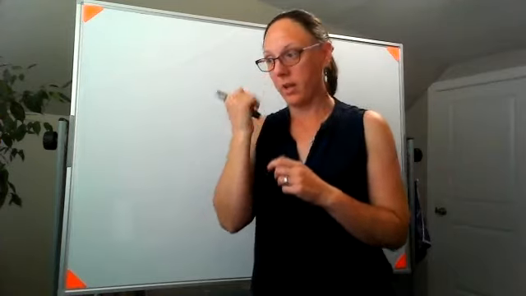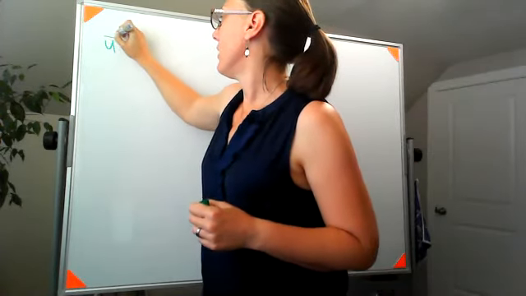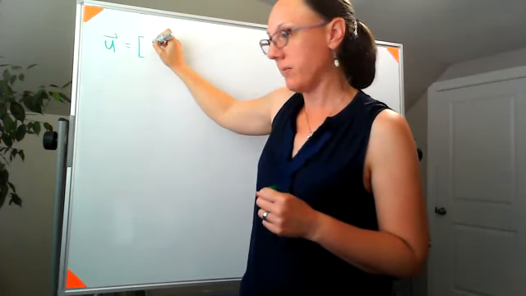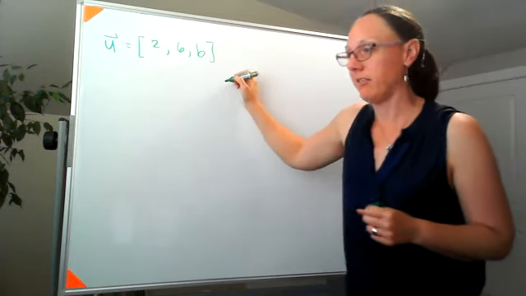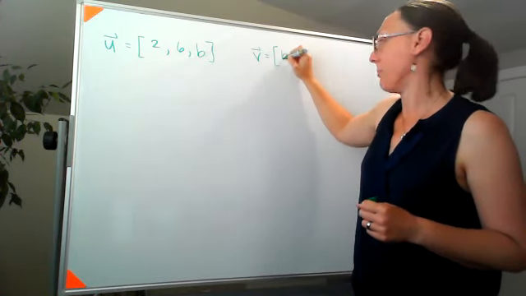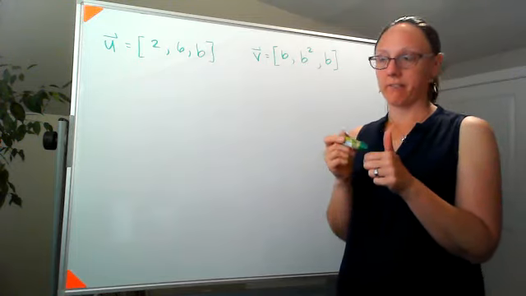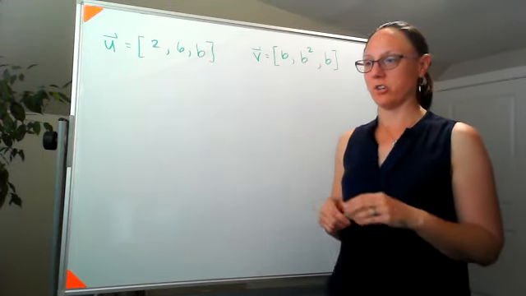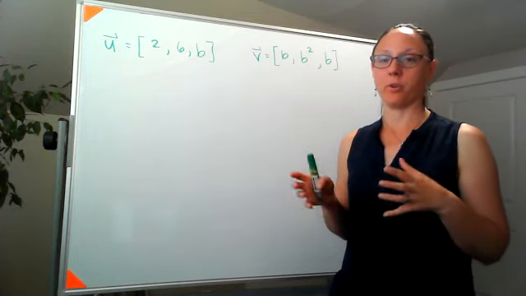So number 3, we have been given 2 vectors, u, which is the vector 2, 6, b, and v, which is the vector b, b squared, b. And this is part A of the question, and we are asked for what values of b are these 2 vectors orthogonal.